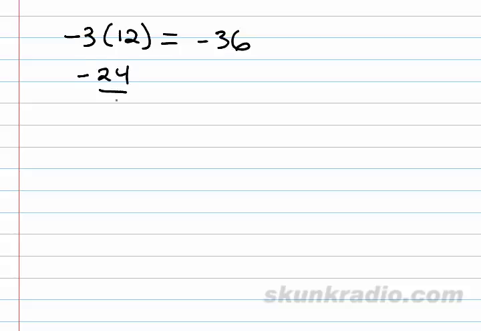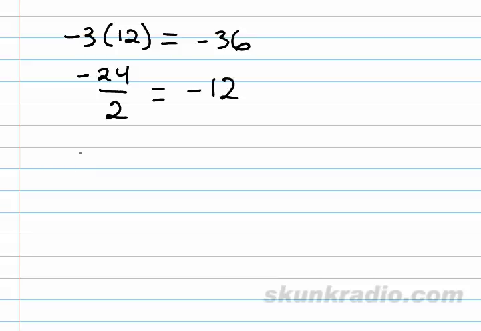So we can just do a couple of examples, just trying to drive this point home. If we have a negative 3 times positive 12, that's going to equal a negative 36. Then I could have a negative 24 divided by a positive 2. Can you guess what that's going to be? Negative 12.